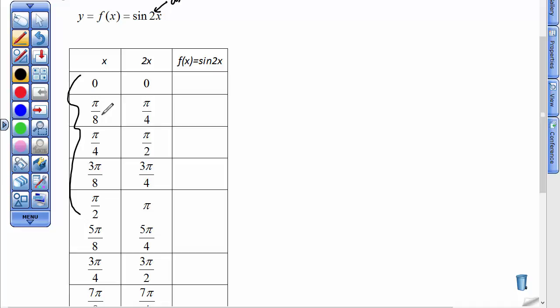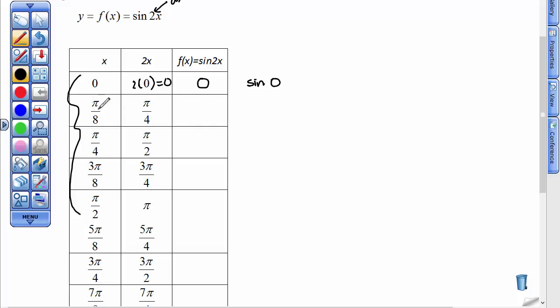Pi over 8 is about a 22.5 degree angle. Pi over 4 is a 45 degree angle. This next one would be another 22 degrees onto the 45, so 77 or something. And then this would be 90 degrees. But we want to find the sine of 2 times x. So if x is 0, then 2 times 0 is still 0, and the sine of 0 is 0.